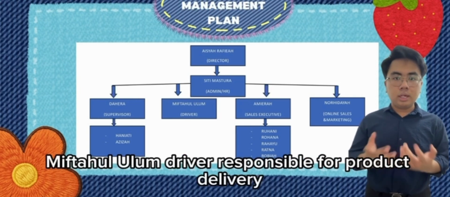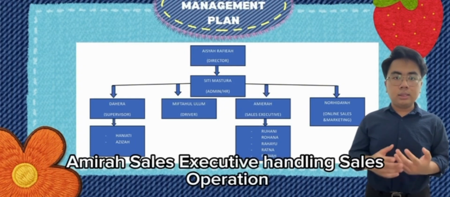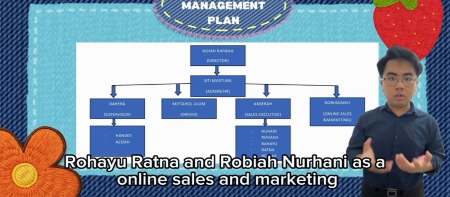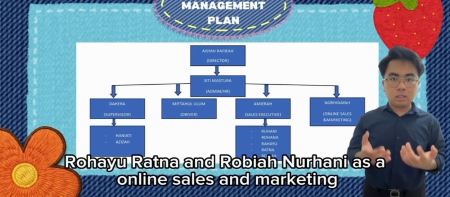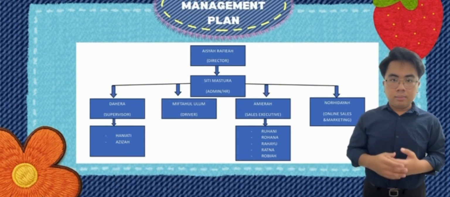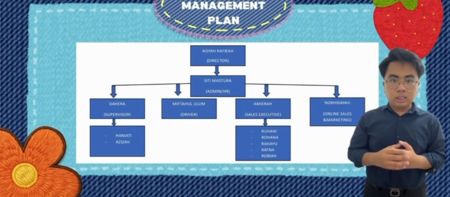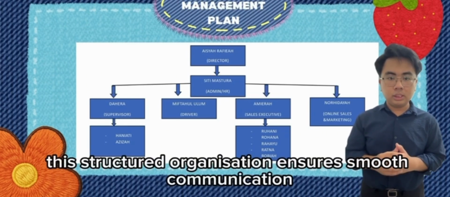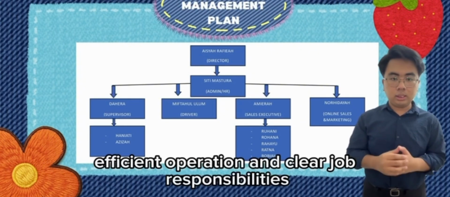Mitahul Ulum is the driver responsible for product delivery. Amira is sales executive handling sales operations, assisted by Rohani, Rohana, Rohayu, Ratna, and Robiah. Norhani is online sales and marketing, managing the digital platform and online promotion. This structured organization ensures smooth communication, efficient operation, and clear job responsibilities.